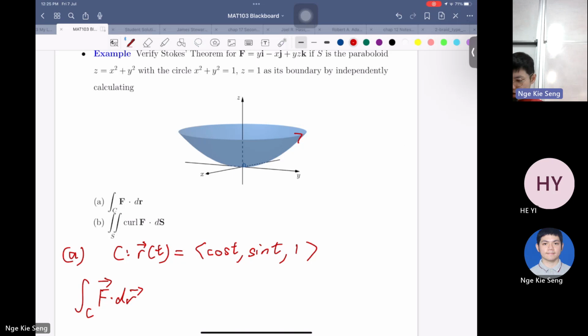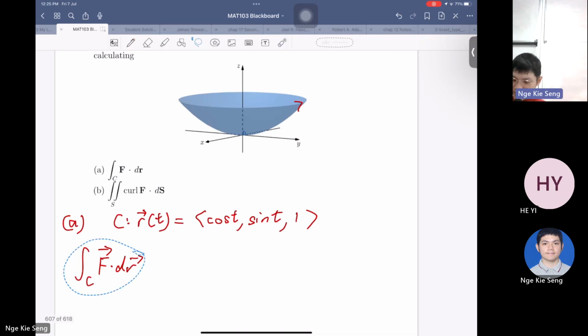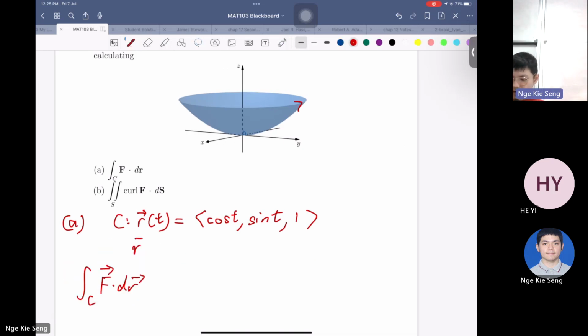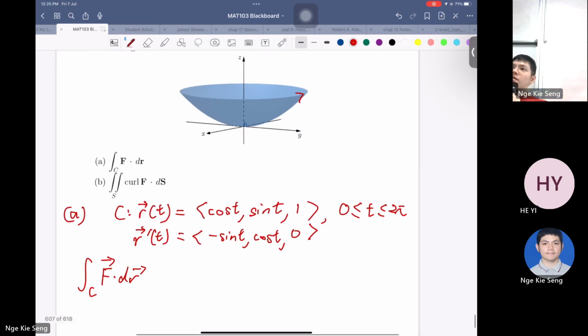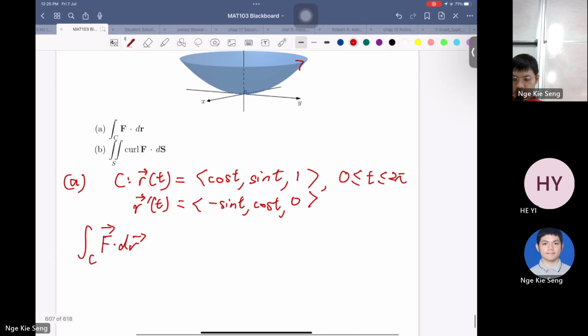So what else do we need when we do a line integral? We need a tangent vector. What's the range, by the way? The range goes from 0 to 2 pi. So the tangent vector is minus sin t, cos t, and 0. How do you differentiate a vector function? You differentiate component-wise.